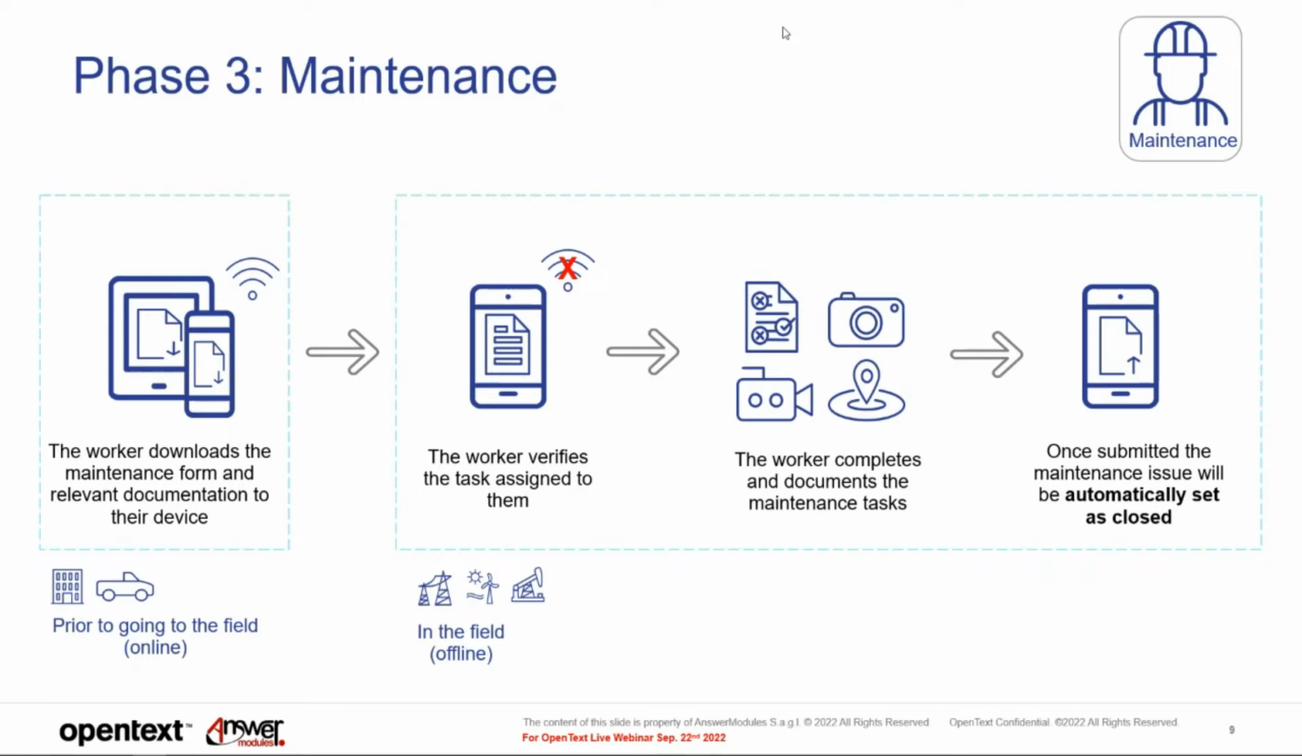Now, the maintenance worker goes through the form, checks off the task, and also documents what they're doing, again utilizing the capabilities of the device. So again, video camera, photo camera, GPS, etc. And then once they're done, they submit the form, and in our demo scenario, this automatically closes the maintenance issue, but this is just for our demo purposes.